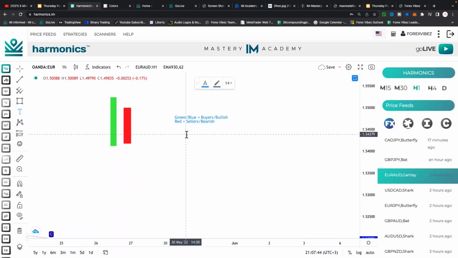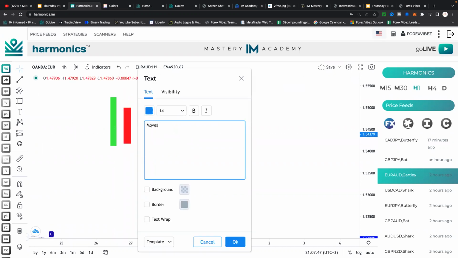Now, the market moves 1 of 3 ways, okay? I'm shortening it because, like I said, I like simplicity. It moves 1 of 3 ways. The first way, and it's not in a particular order, it's just 3 ways it moves. It moves up, okay?